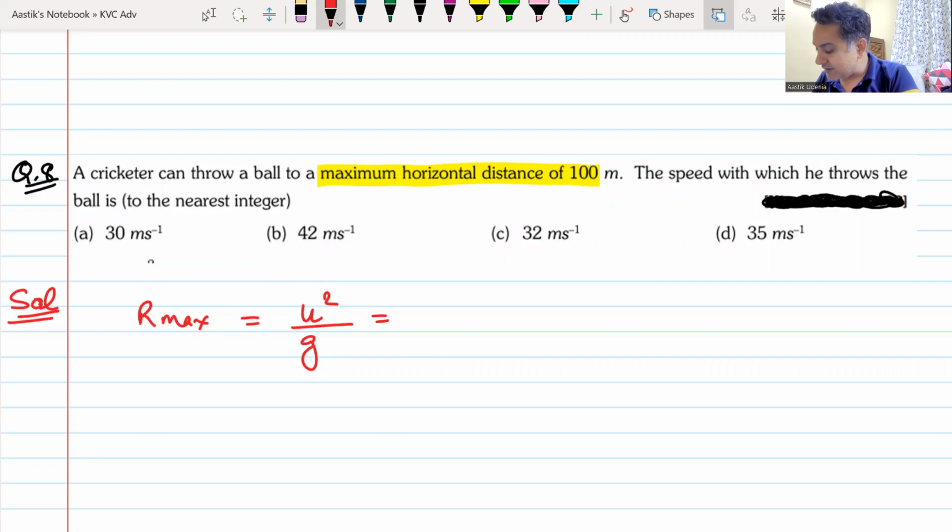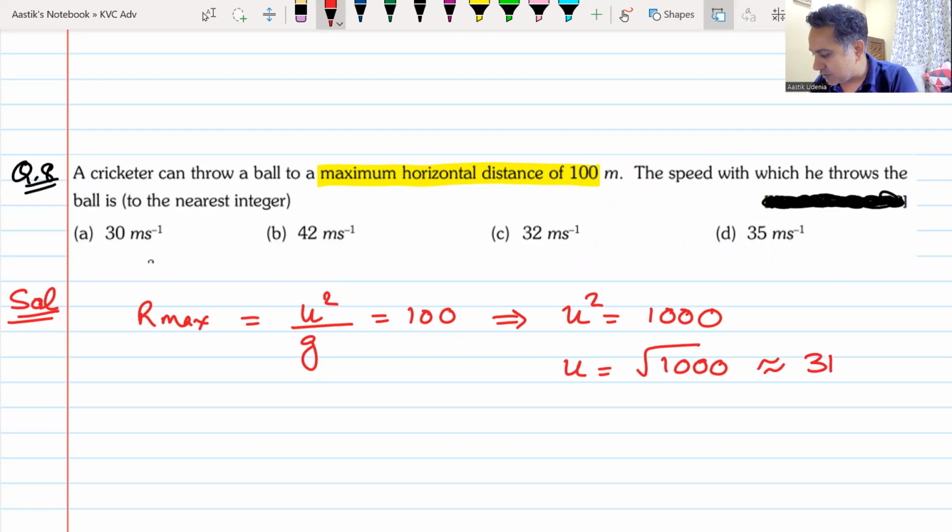Maximum range is given as 100. You can take G as 10. So my U square becomes 1000 and my U becomes root over 1000, which is going to come approximately 31 point something something. So I can take it as 32 meters per second. Do we understand this? Yes or no? Everyone understands this?